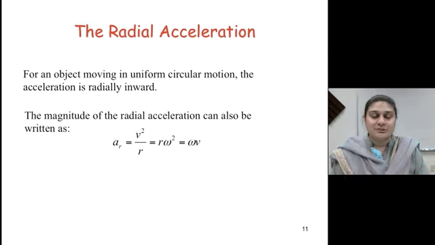The centripetal acceleration is also called the radial acceleration, and the reason is because this acceleration is always radially inwards. It always points towards the center of the circle. And the magnitude of this radial acceleration can be written as a equals v squared over r, or as v omega, where omega is the angular velocity and v is the linear velocity.